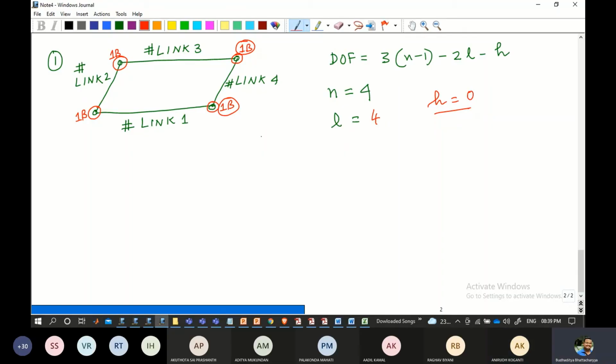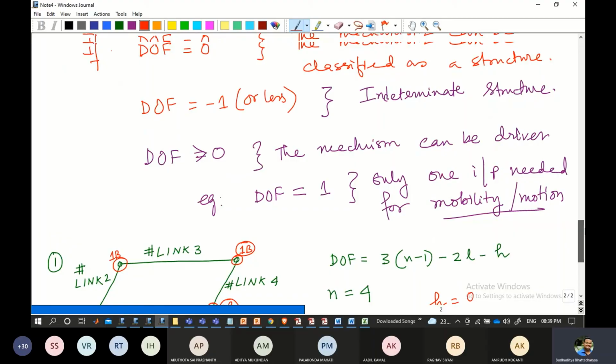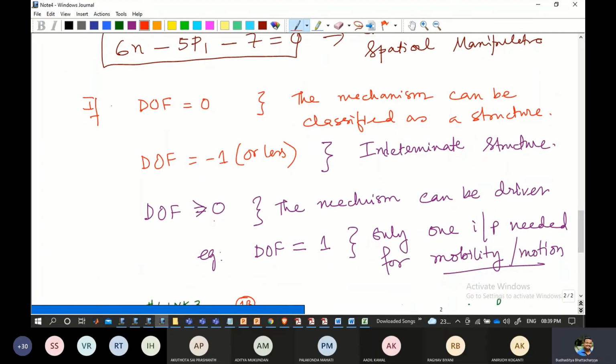Simple, very good. So if this is the case, I'll substitute simply in this equation. So 3 into (4 minus 1) minus 2 into 4. So this means 3 into 3 minus 8, which is 9 minus 8, and this is equal to 1. Just now I had a conclusion drawn: if it is greater than 0, the mechanism can be driven.